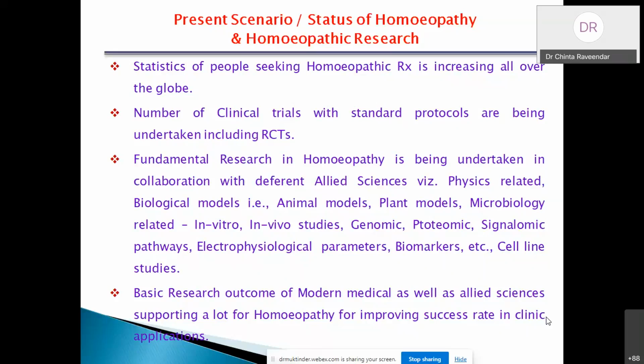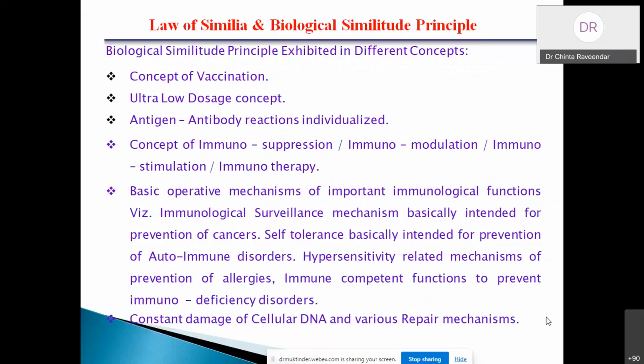The basic research outcomes of modern medicine as well as the allied sciences, I am going to share in upcoming slides, which support homeopathy in improving the success rate in our clinical applications. It is our prime duty to look actively into the research of other scientists and make use of it for therapeutic application, thereby increasing the scope of homeopathy in clinical studies, which is more useful for all practice. Is there any problem?